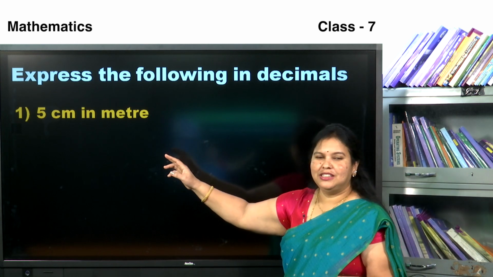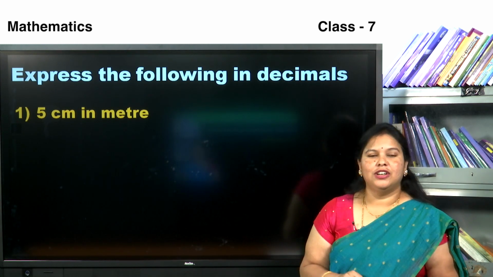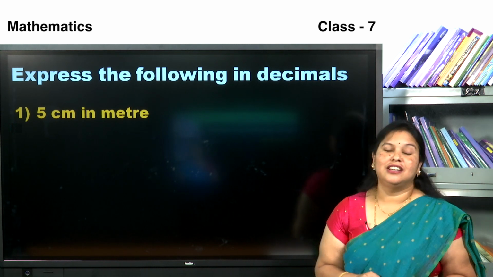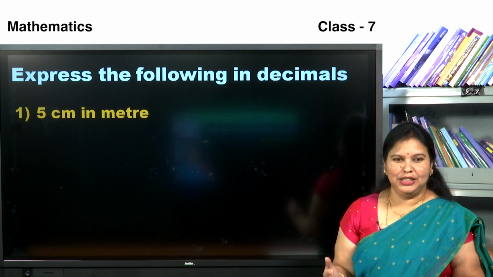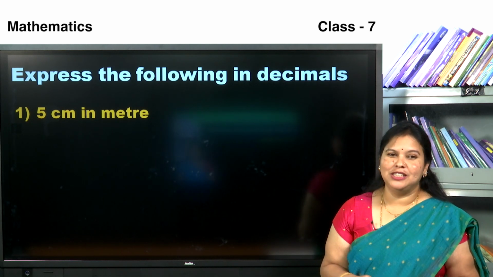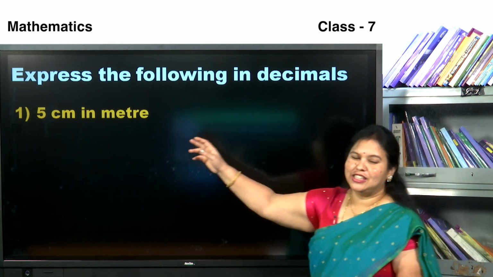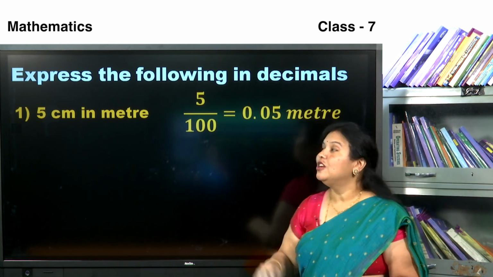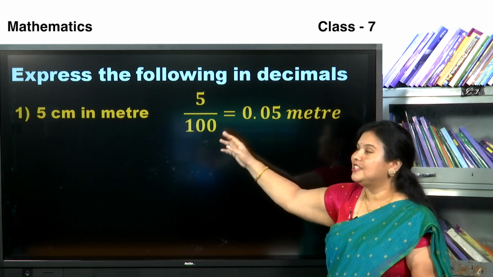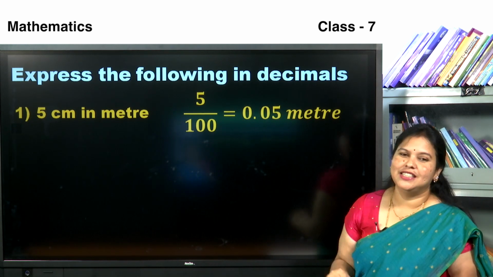5 centimeter in meter you have to express. So, you already know, for this you have to remember the conversion table of centimeter, meter and kilometer. So, 1 meter consists of how many centimeters? Yes, 100 centimeters. So, we can write 5 centimeter in meter as 5 by 100. That is nothing but 0.05 meter. We will see the next one.